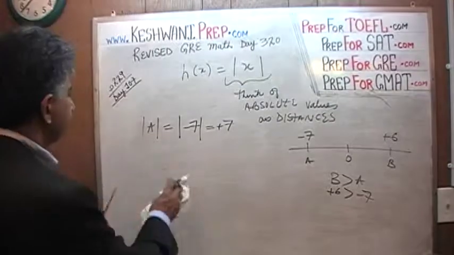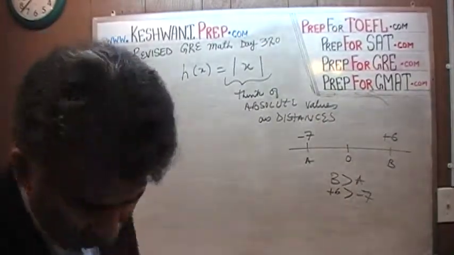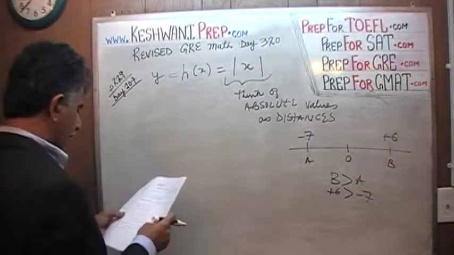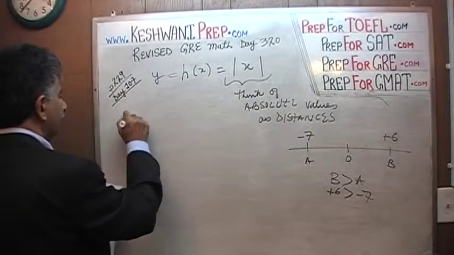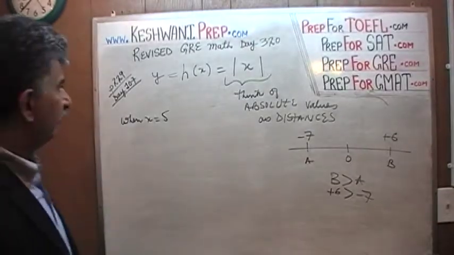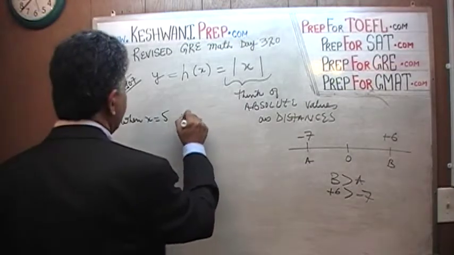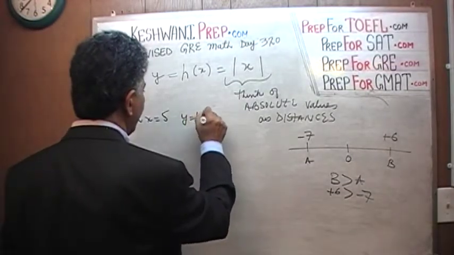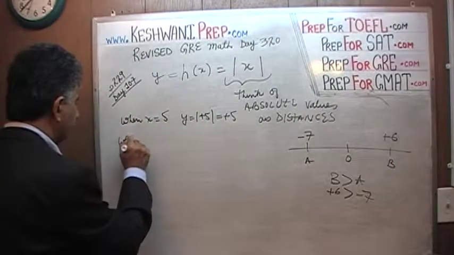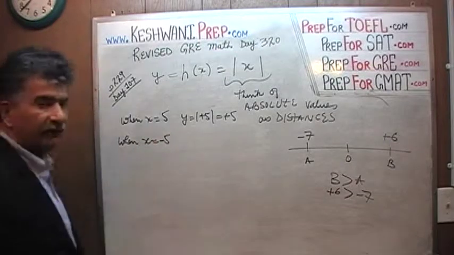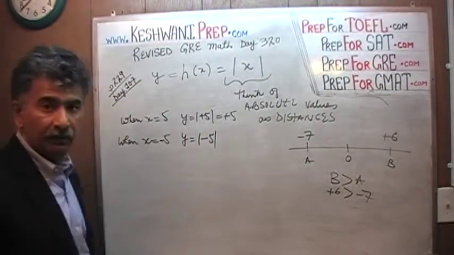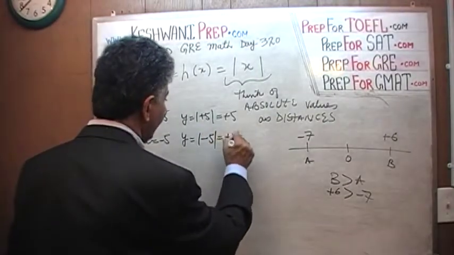Let's continue then. Let's call this y. So let's ask ourselves, what will be the value of the function when x is equal to 5? When x is equal to 5, y is going to be absolute value of 5, which is 5. Now let's ask ourselves, what's going to happen when x is equal to -5? In which case, y is going to equal absolute value of -5, and absolute value of -5 is also +5.